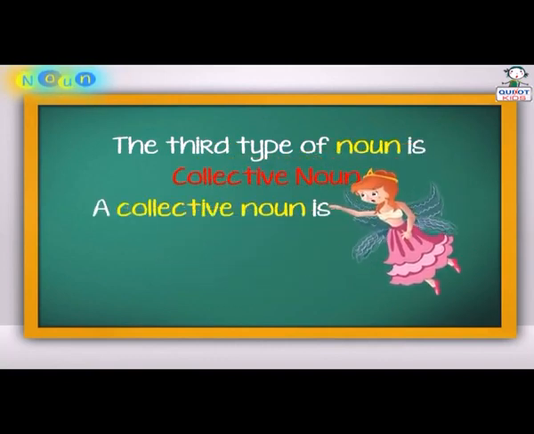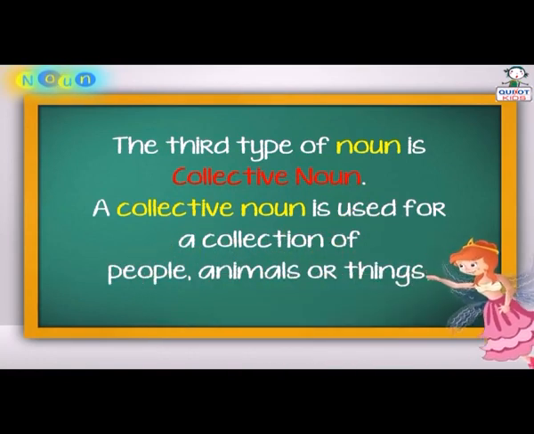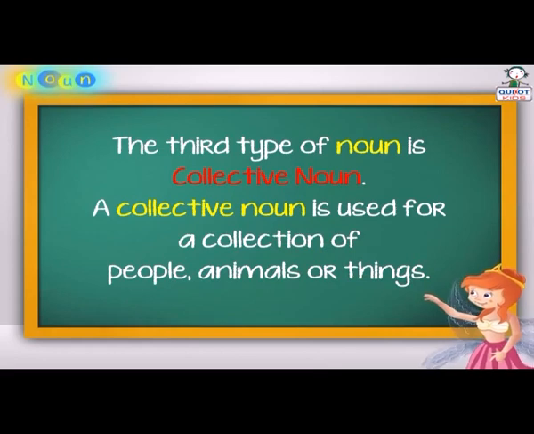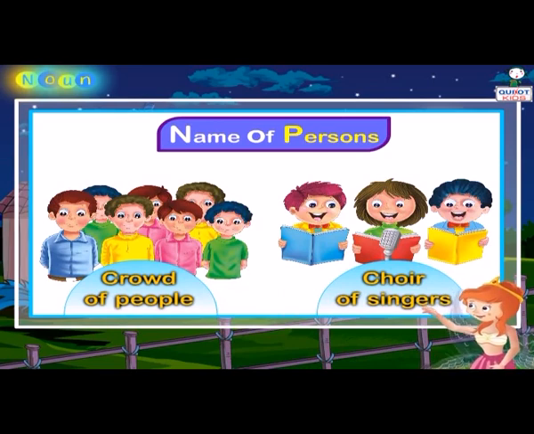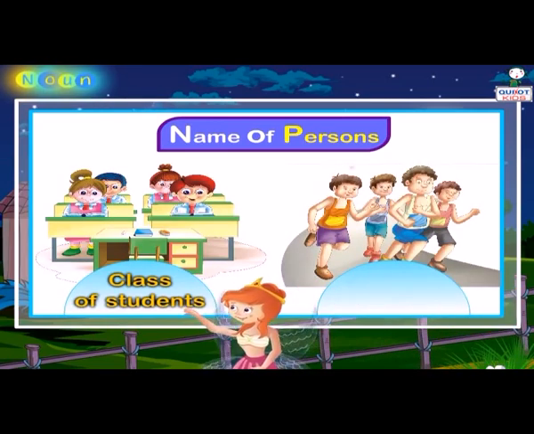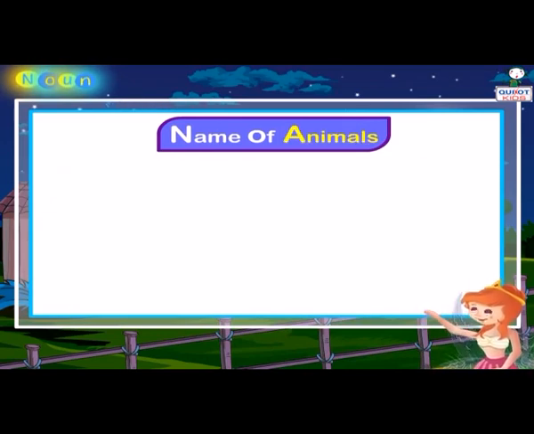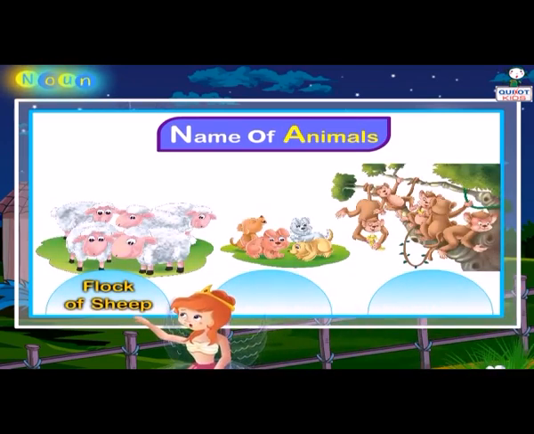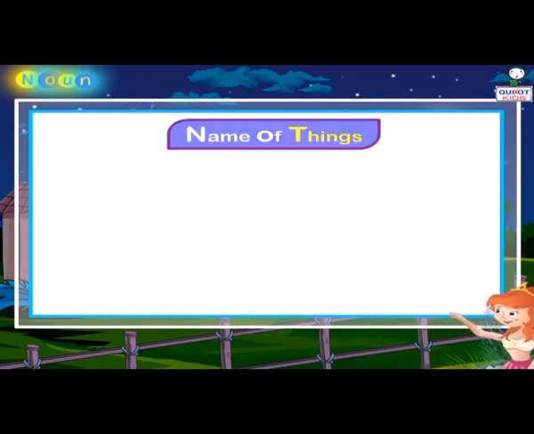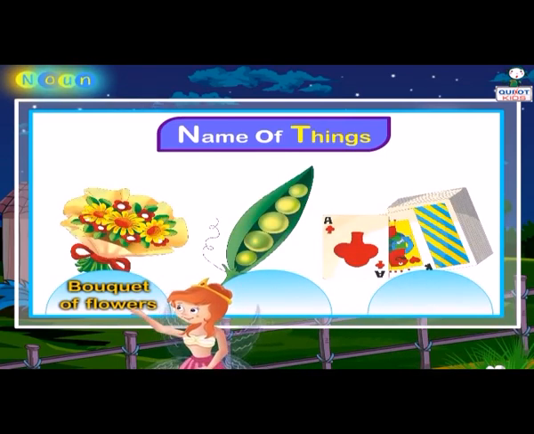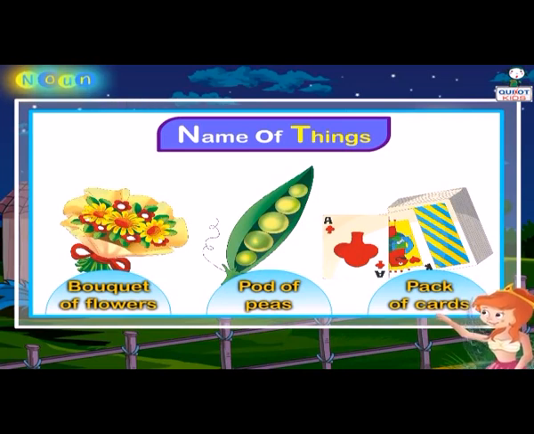A collective noun is used for a collection of people, animals, or things. Name of persons: crowd of people, choir of singers, class of students, team of athletes. Name of animals: flock of sheep, litter of puppies, troop of monkeys. Name of things: bouquet of flowers, pod of peas, pack of cards.